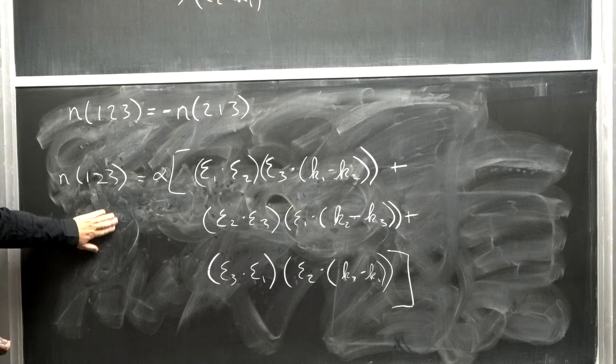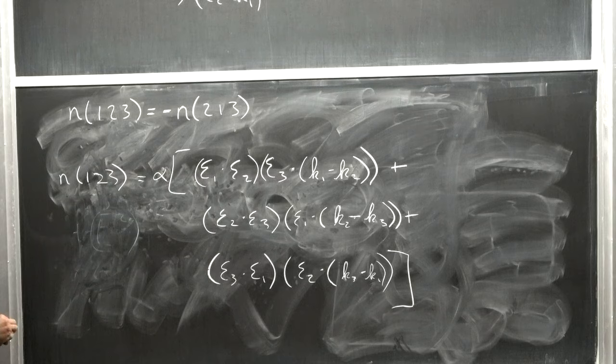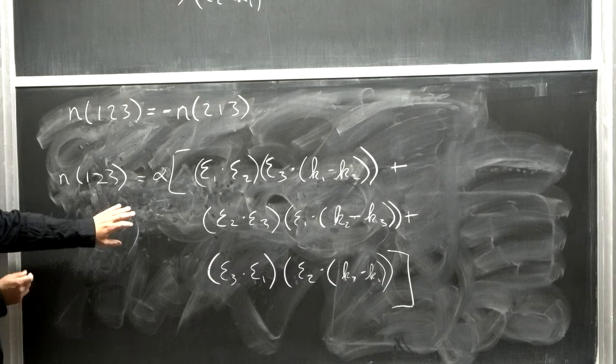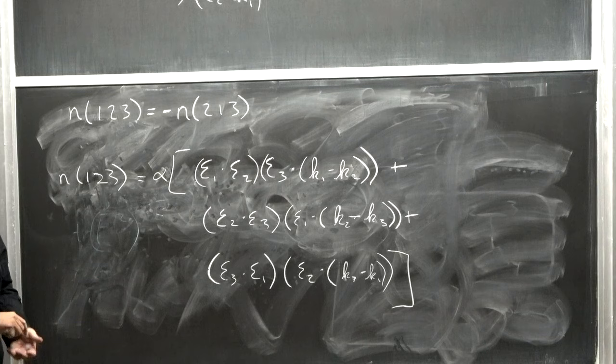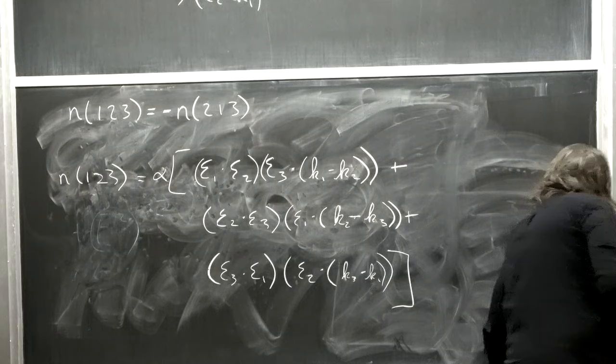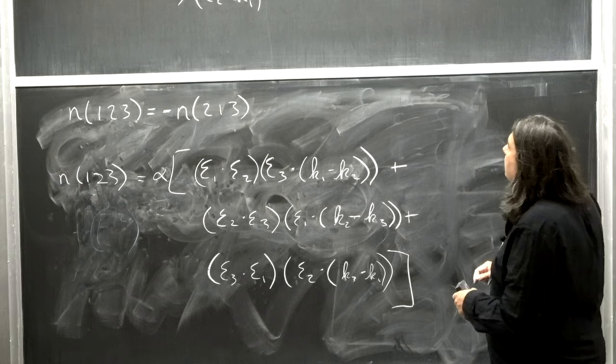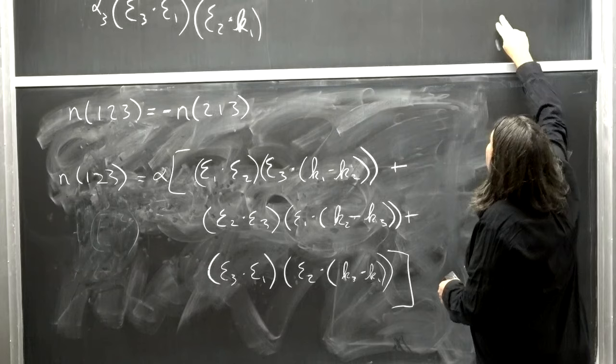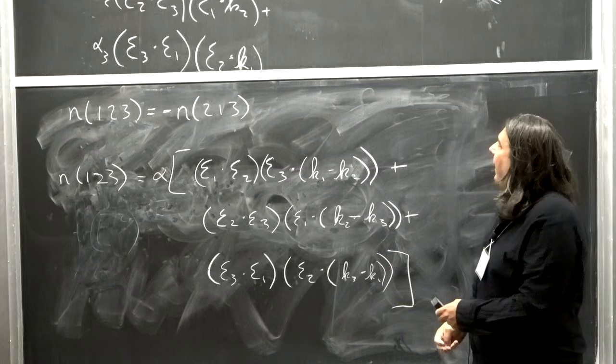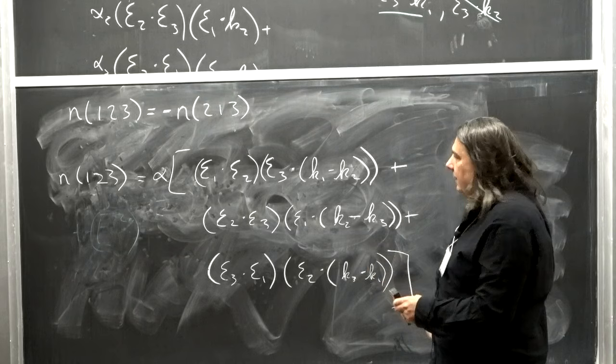Is this the only thing I could have written down? This is the only thing I could have written down with two dots, and I couldn't write down anything with one dot. Is there anything I can write down with three dots? Well, let's just talk in terms of dots. I need three polarizations per term, and I've got three.